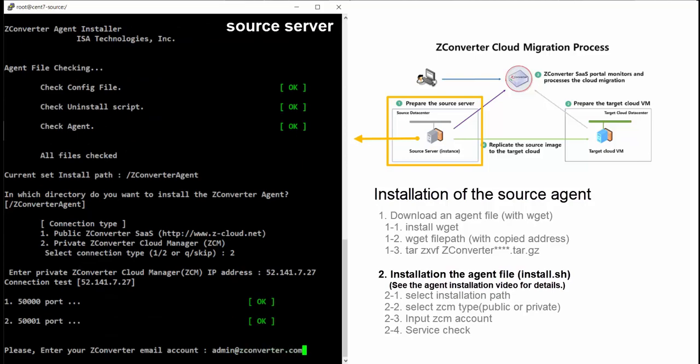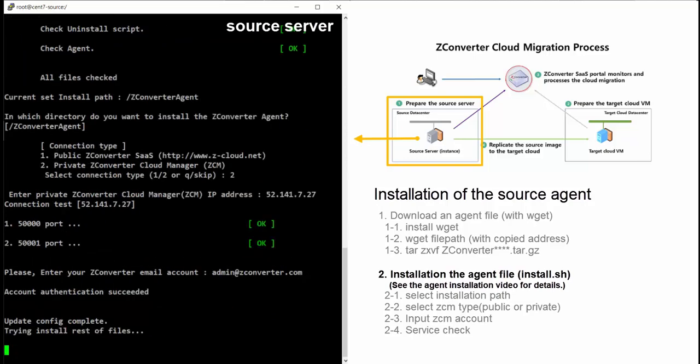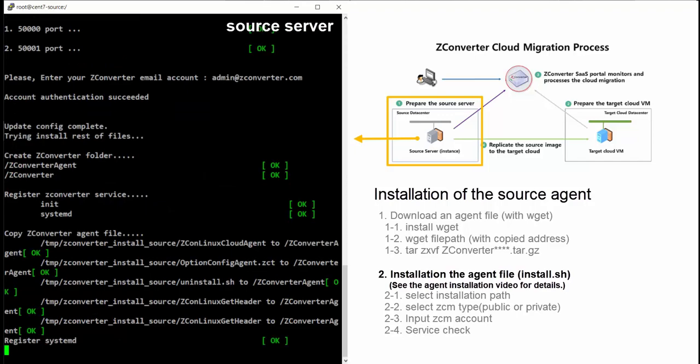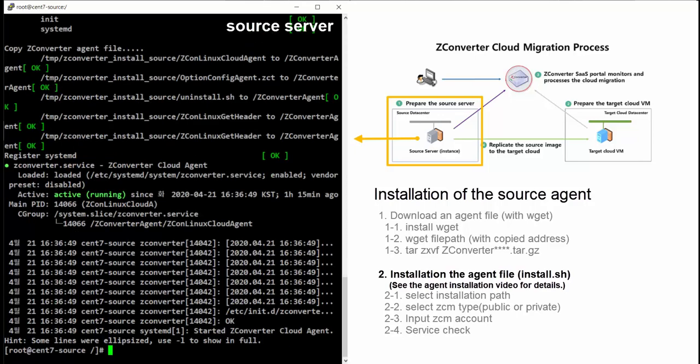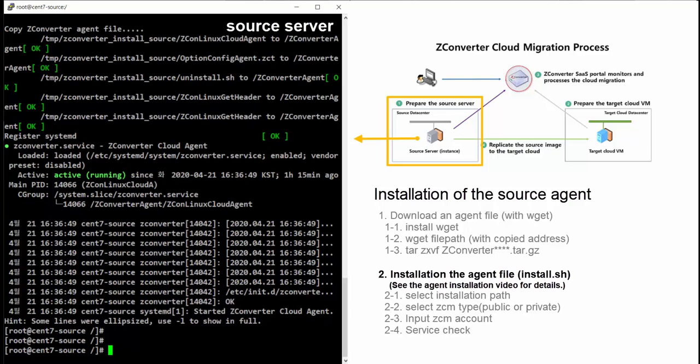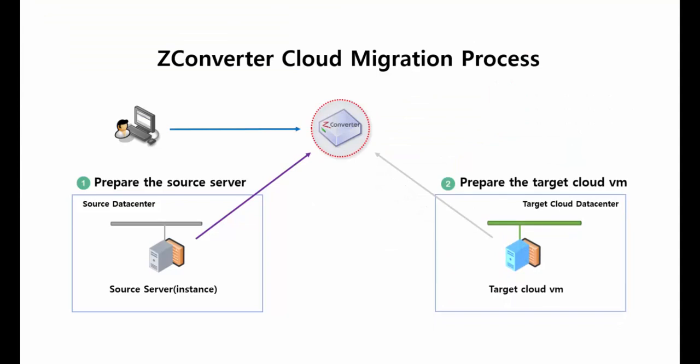Select the connection type, public or private. Input your ID and password and perform a service check to verify all connections. The installation is complete. Next, we must prepare the target Azure virtual machine.